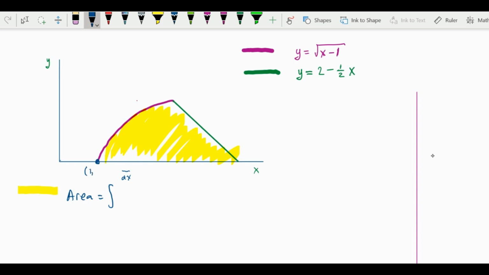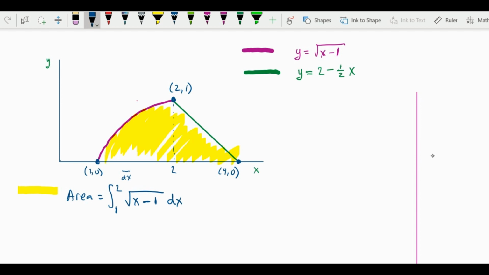This is going to be (1, 0). This point is (2, 1). And this point is (4, 0). You can verify that those points are actually on the curves where indicated. So if I want to find the area under the curves in the x direction, what I have to do is integrate the purple curve. Let's divide this way. So this is 0.2. So I'm going to integrate from 1 to 2. I'm going to integrate the square root of x minus 1 dx.